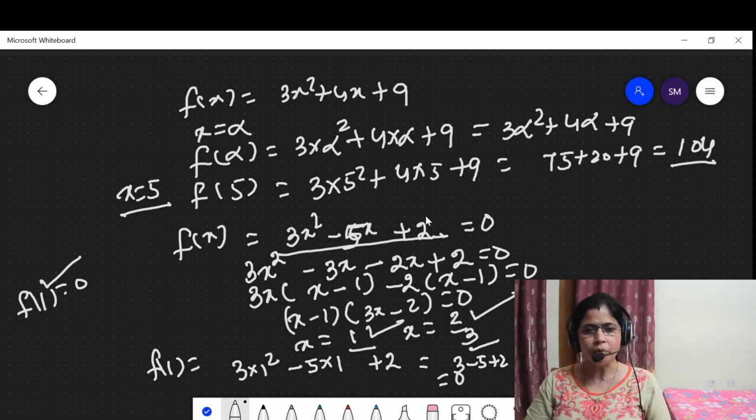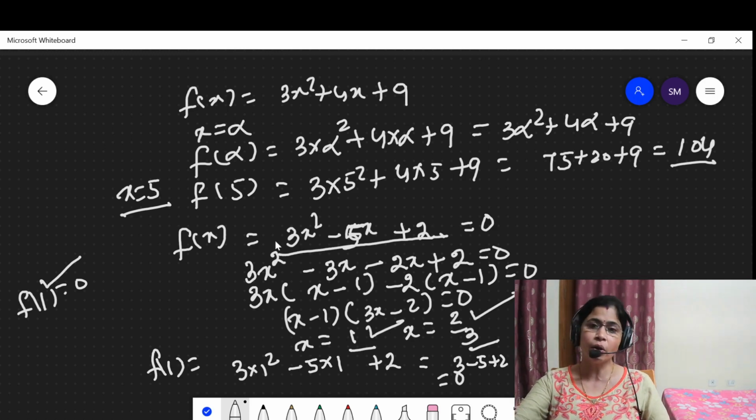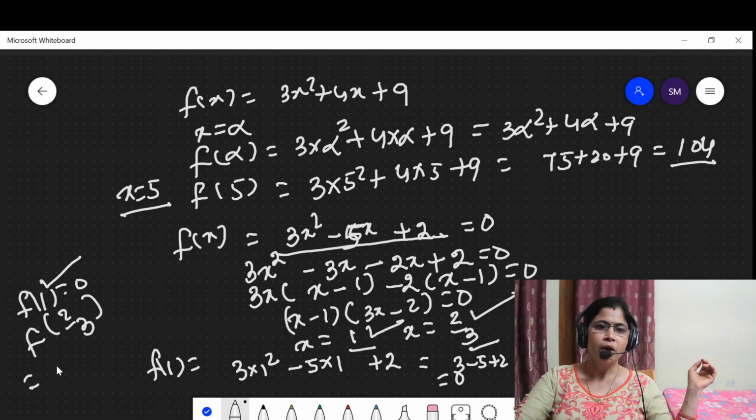Then in case of quadratic polynomials, we find there are two zeros of these polynomials. Here another zero is 2 by 3. Then f of 2 by 3 must be equal to 0. Let us try. Put f of 2 by 3, that is f(x) at 2 by 3. Put the value of x as 2 by 3. In place of x you put 2 by 3.